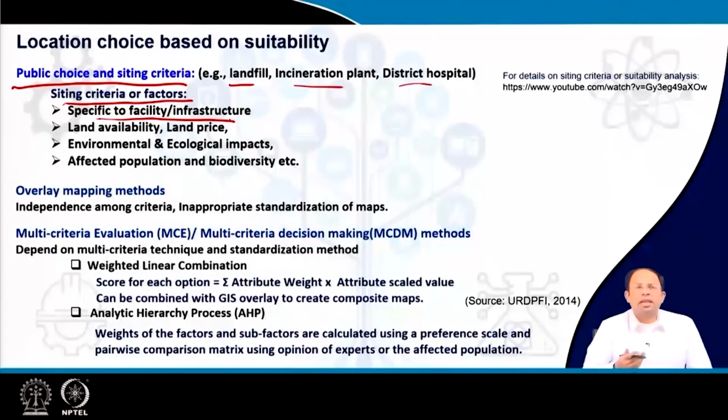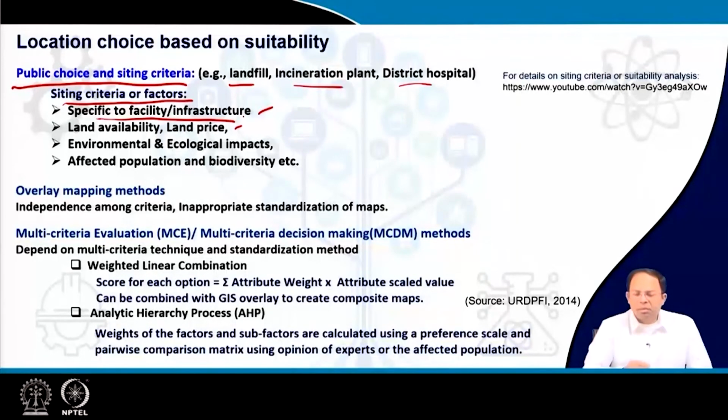Then other criteria could be in case of an incineration plant for solid waste incineration. We have to set up a plant where the wind pattern doesn't blow into the residential area. So the location should be such. So these are the different criteria which are specific to a particular infrastructure.